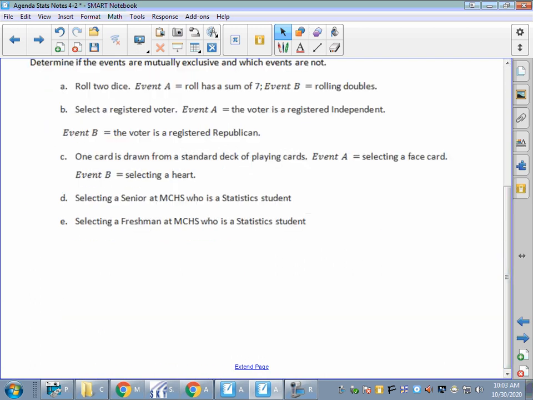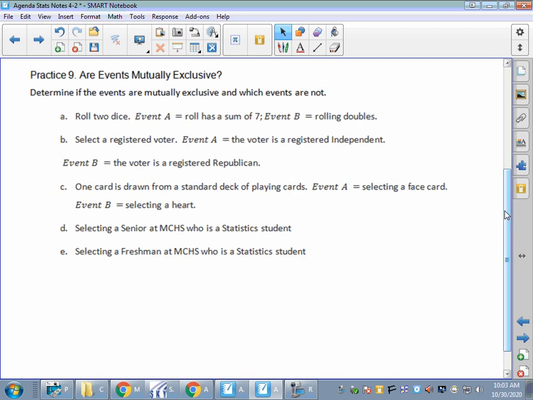So example B, it says we roll 2 dice. Event A, the roll has a sum of 7. And event B, we roll doubles. So can we get a sum of 7 and roll doubles at the same time? We can't, right? That can't both happen. So these are mutually exclusive. They cannot happen at the same time.